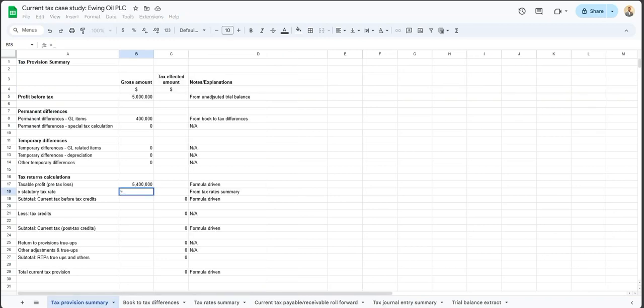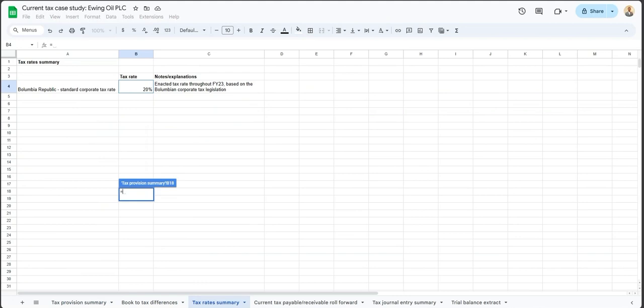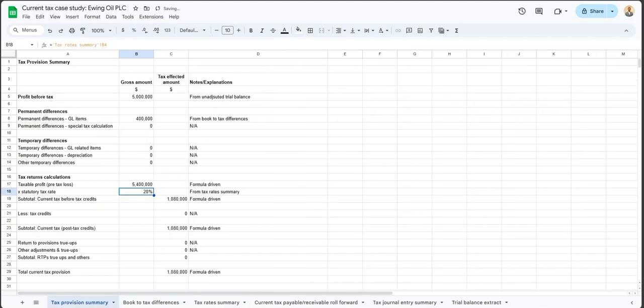And so all I just need to do here is to link this to rates here, and this is already formula driven. So the current tax here before any tax credits is clearly your tax rate of 20% multiplied by the taxable profit of 5.4 million, and that gives you 1.08 million. We don't have any tax credits here, so it's just 0. The number is 0.